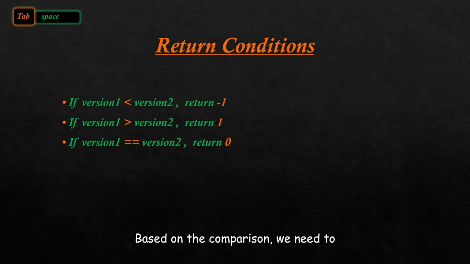Based on the comparison, we need to return one of three possible values. If version 1 is less than version 2, we return negative 1. If version 1 is greater than version 2, we return positive 1. And if both are equal, we return 0. So the function is essentially behaving like a comparator.